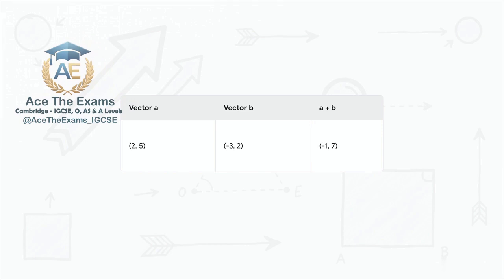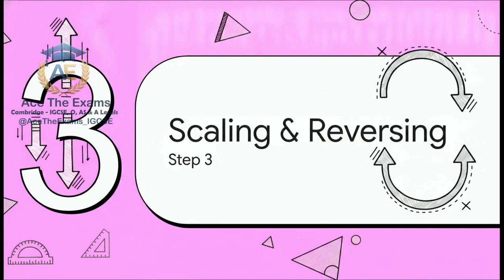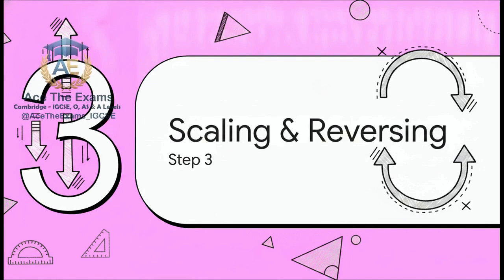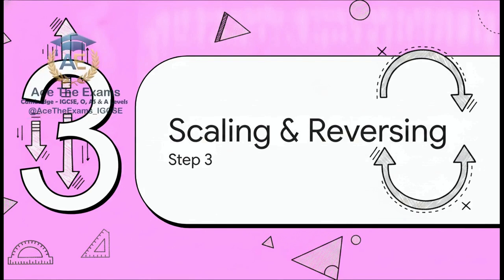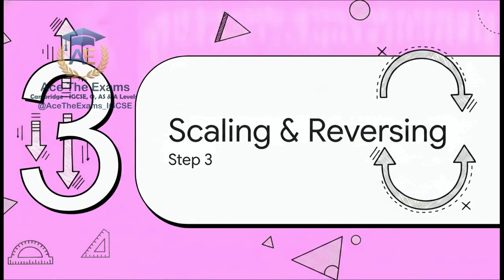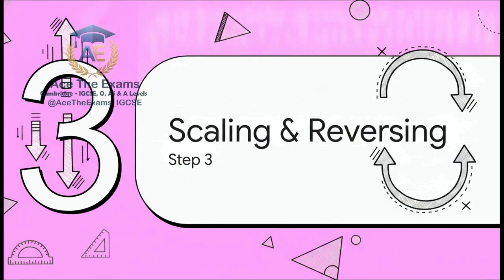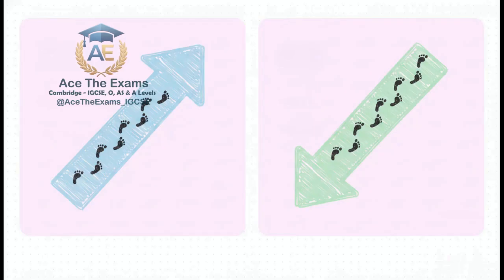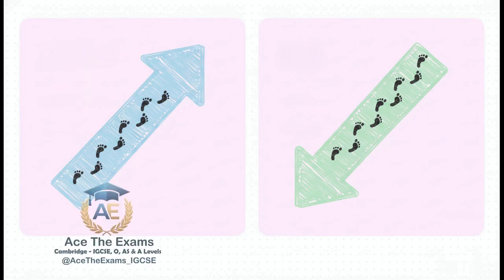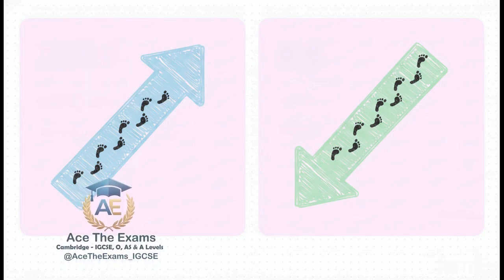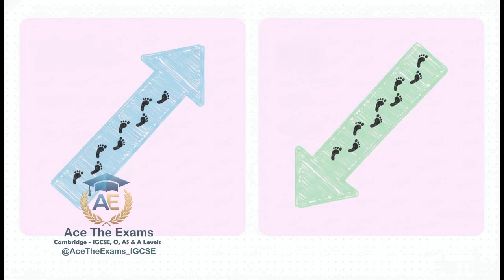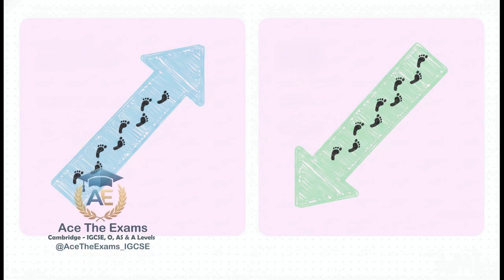It's incredibly logical. Step 3, scaling and reversing vectors. Next up, we need to figure out how to change a vector's size or make it travel backward along its path. Because sometimes we don't want to add entirely new paths, we just want to modify the one we're already on. Contrast a positive movement with a negative one. If vector A means moving right and up, negative A means moving exactly the same distance but left and down.